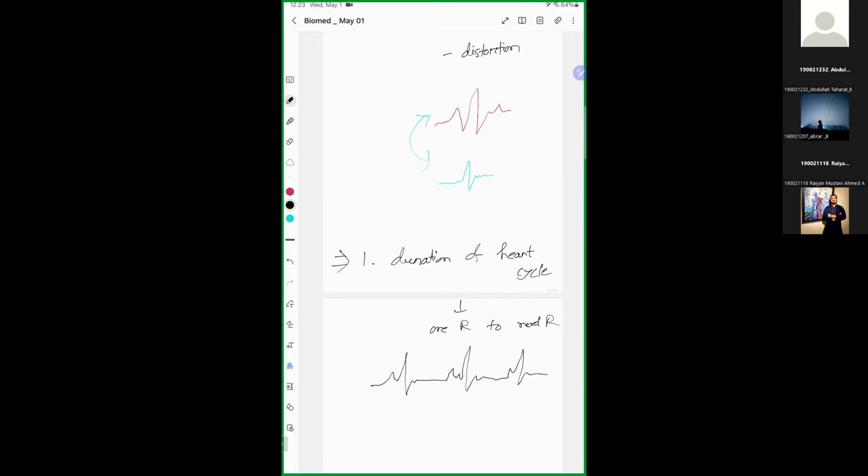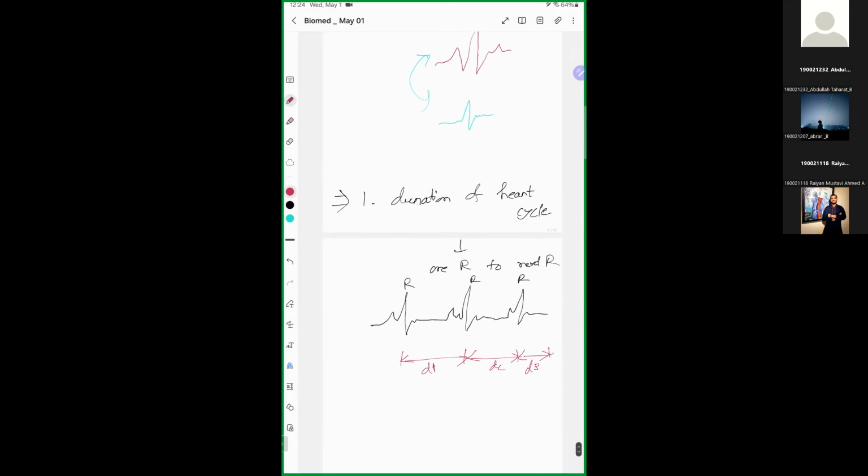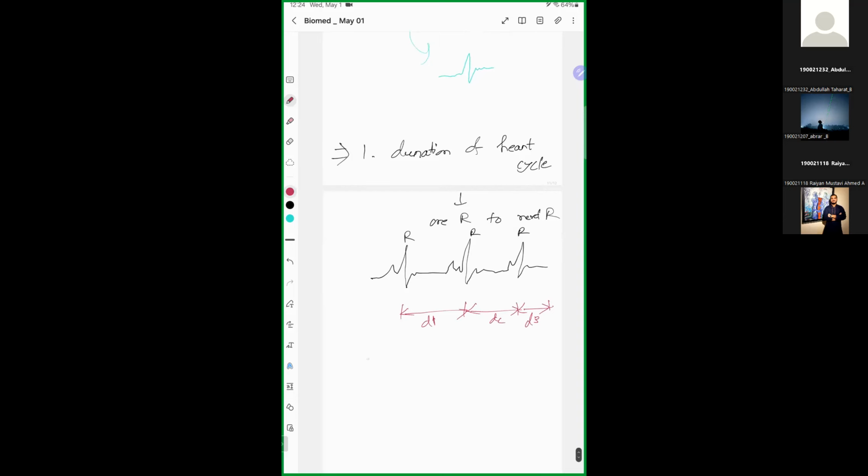Now, this is like PQR, so this is like R. And from one R to the next R, you can measure the distance. This is distance 1, distance 2, distance 3. So you can measure this duration from different heart cycles. In a normal patient, all of these should be almost closely equal: D1 equals D2 equals D3.